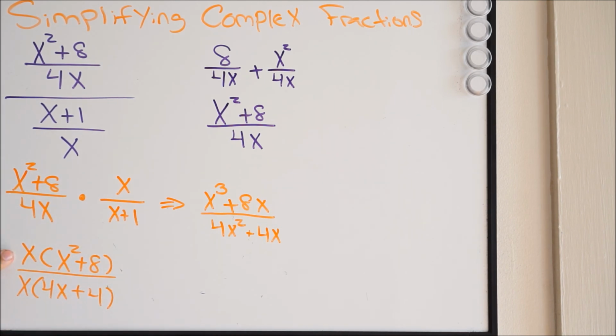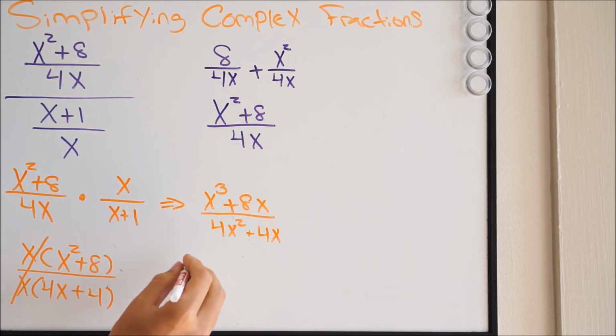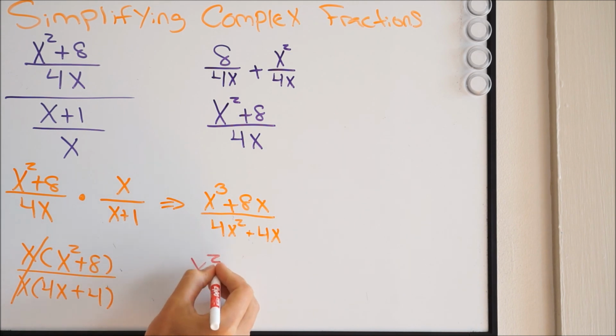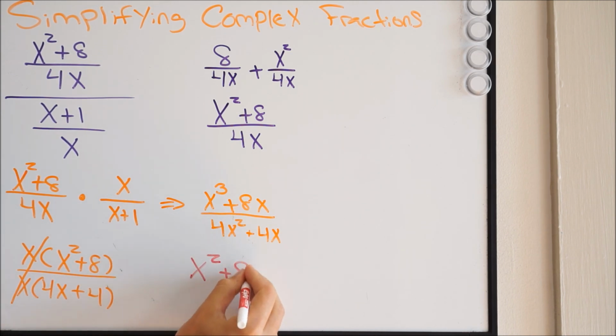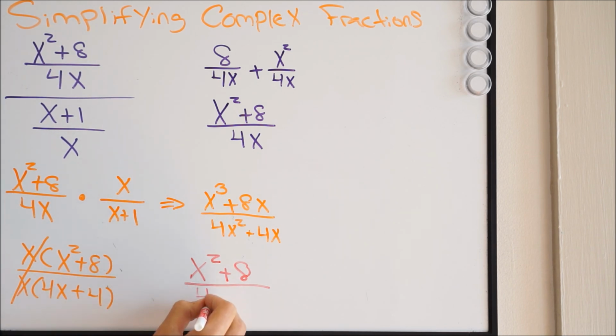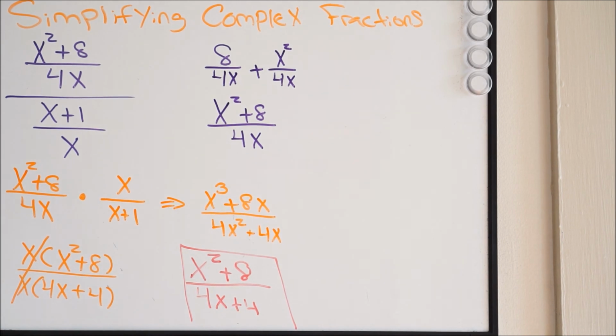Look what happens here. I have an x on both the top and the bottom, meaning I can cancel this out. When I cancel that out, I'll get a final answer of the following. My final answer here is going to be x squared plus 8 all over 4x plus 4. And this here is our final answer. So that is how you go about simplifying complex fractions.